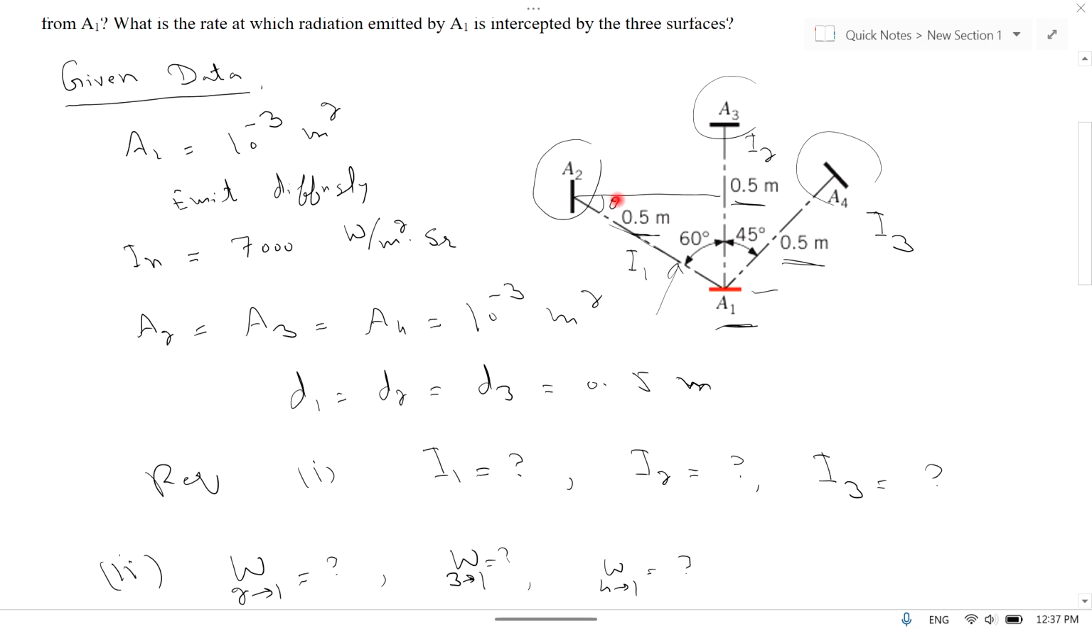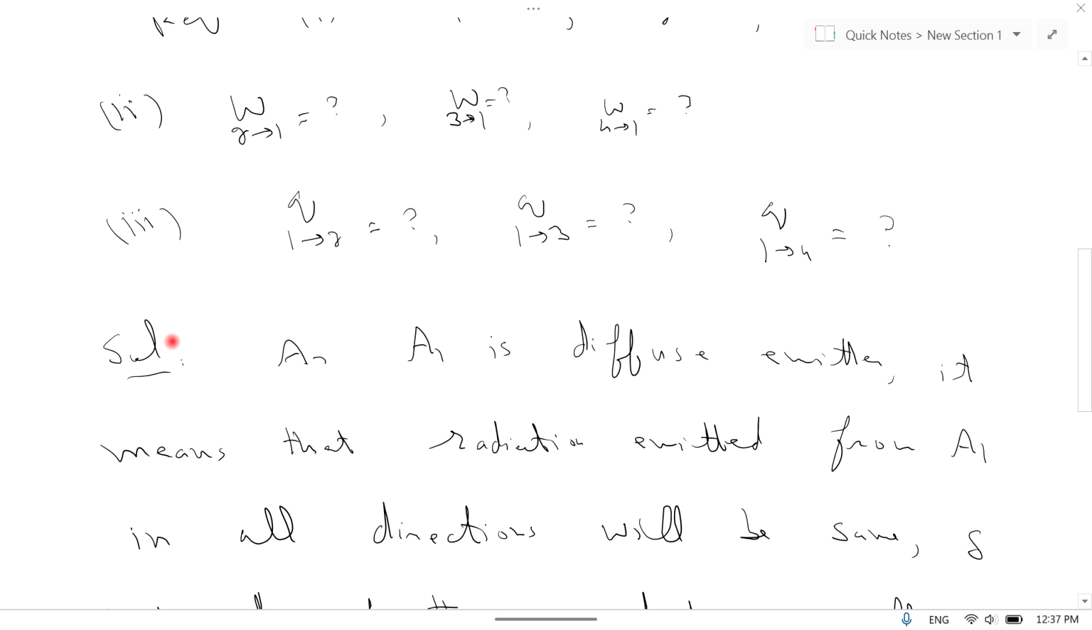This angle is theta. Let this be a triangle. This angle is 60 degree, this angle is 90, and the total sum of the angles is 180, so theta will be equal to 30 degree. The line joining the two areas A1 and A2 is this line, and the normal to A2 is this line. So this is theta, equal to 30 degree.